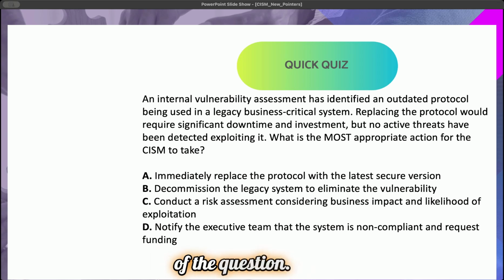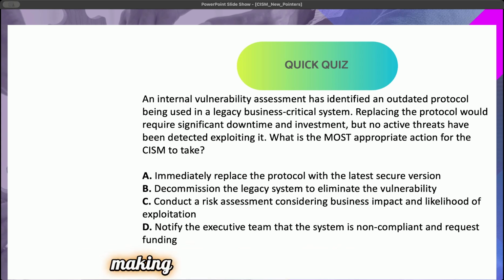Let us see the recap of the question. A legacy business critical system using an outdated protocol. No active threats have been observed. Replacing the protocol would require high cost and downtime. The question is, what is the most appropriate action for the CISM to take? In the first option, option A, it sounds technically solid, but it is again not a complete picture. No risk assessment means unjustified business disruption. And it goes against the CISM principle of risk-informed, cost-effective decision making, which we are not doing in option A. Option B, decommission the legacy system to eliminate the vulnerability.